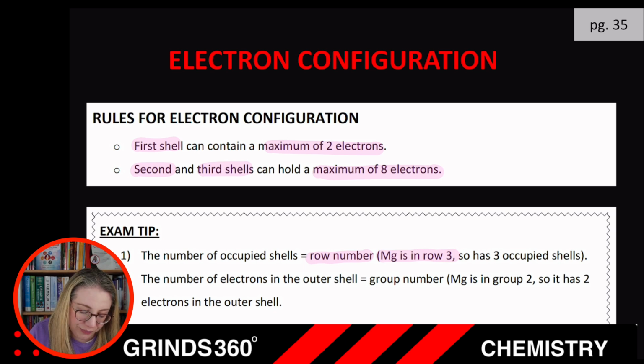Then the second tip: the number of electrons in the outer shell is equal to the group number. So that is the column. The groups are the vertical columns where you find your elements. Magnesium is in group 2, so you'll have 2 electrons in the outer shell. It's a way of checking: have you drawn the structure correctly?